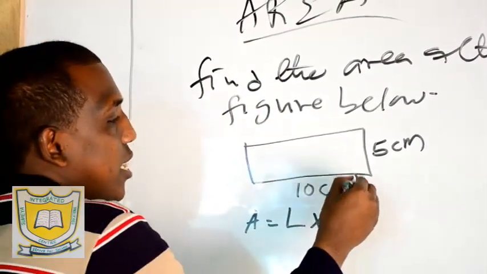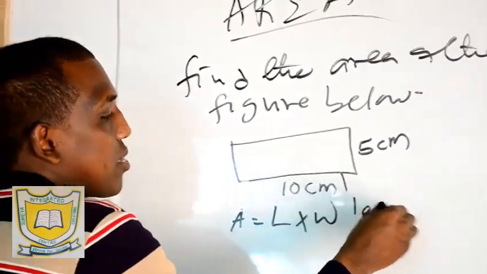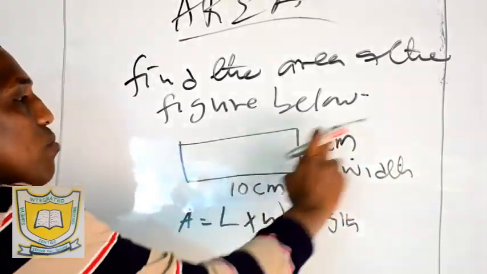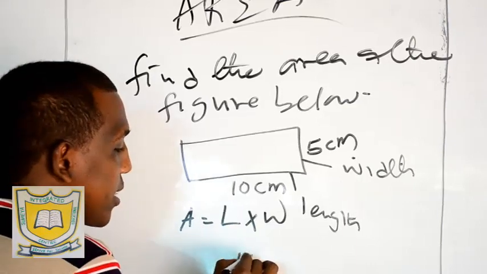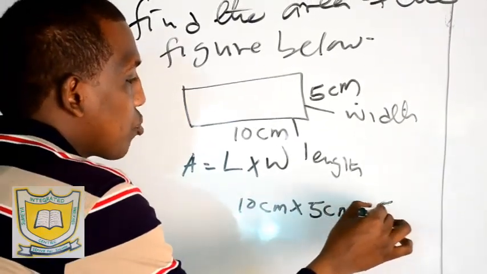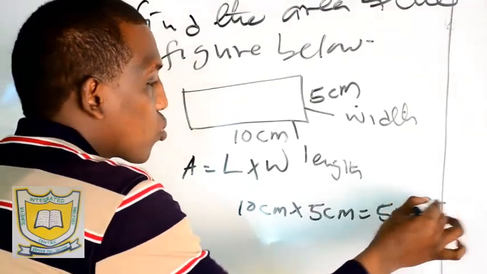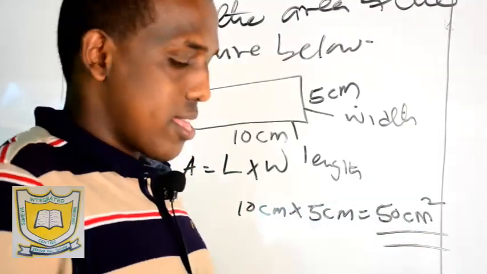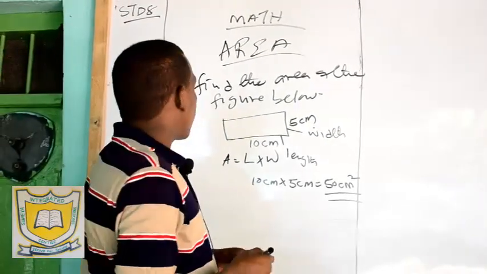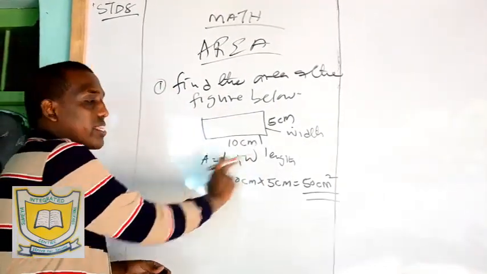This side is called the length, this is the longer side, and this one is called the width. So length times width, you multiply now. You say 10 centimeter times 5 centimeter, which is equal to 50 centimeter squared area. That's how we get the area of the rectangle. That was question 1, so it is length times width.